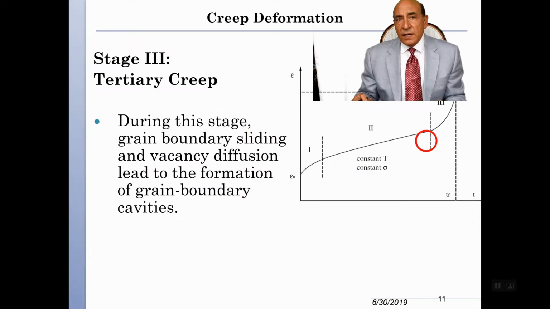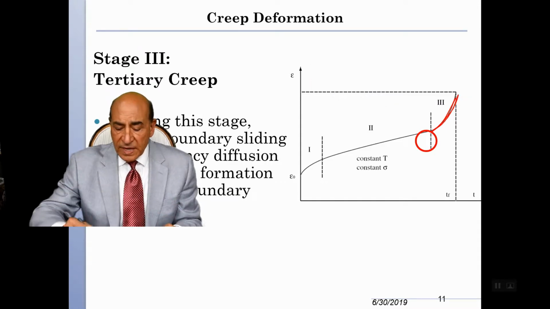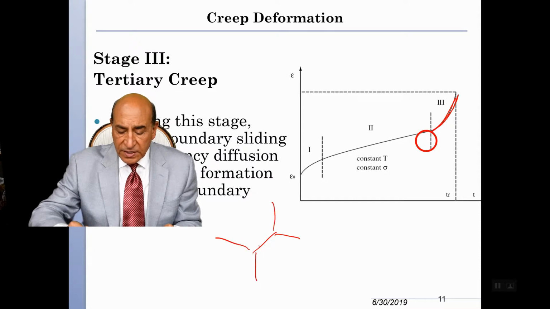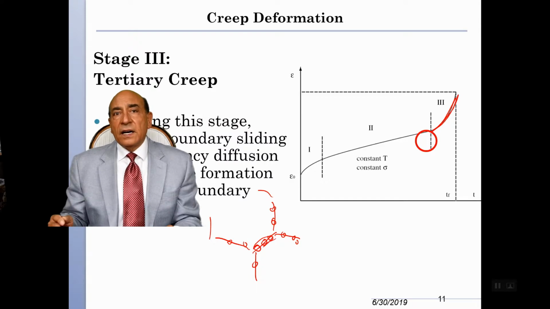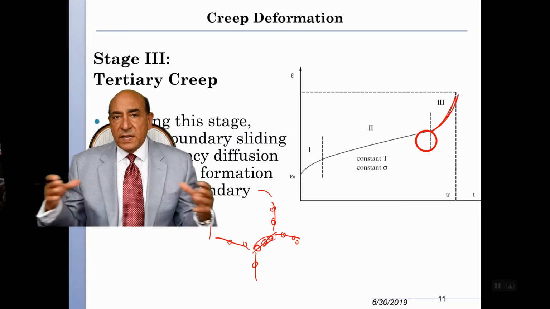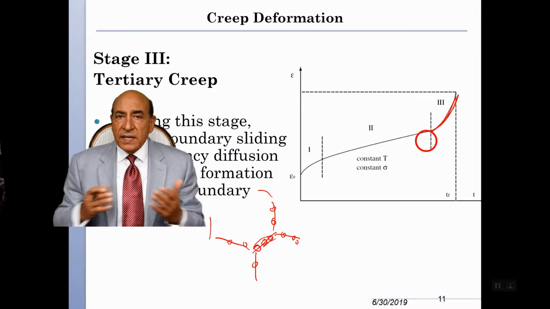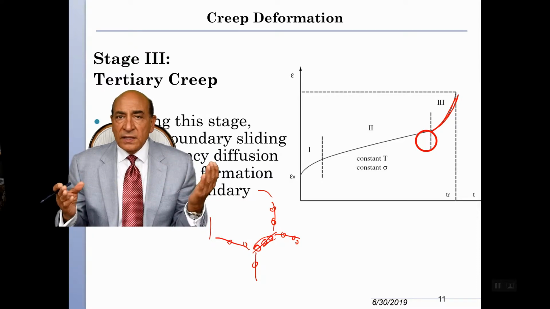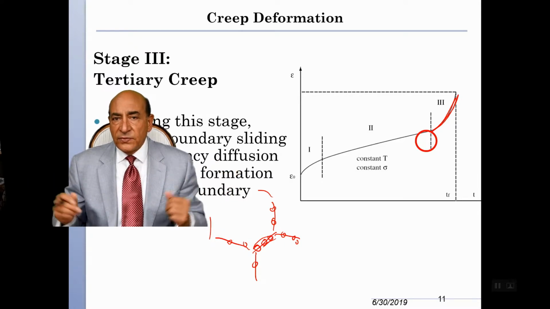Finally, for the description of the creep process in stage 3, we get significant cavity formation on the grain boundary. So the grain boundaries, if these are the grains, are going to form cavities everywhere, decorating the grains, as you can see here. And when they interlink, small cavities become very large, and the material separates along the grain boundaries and falls apart.